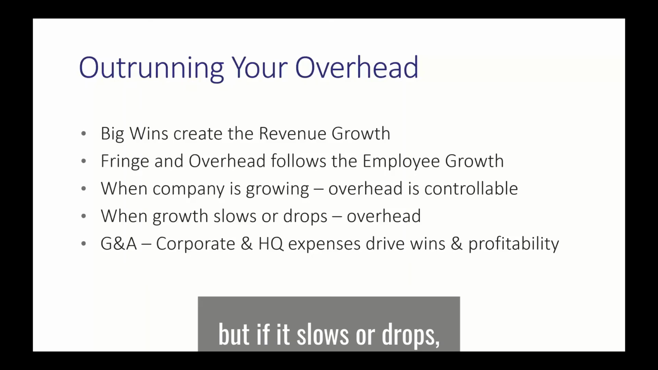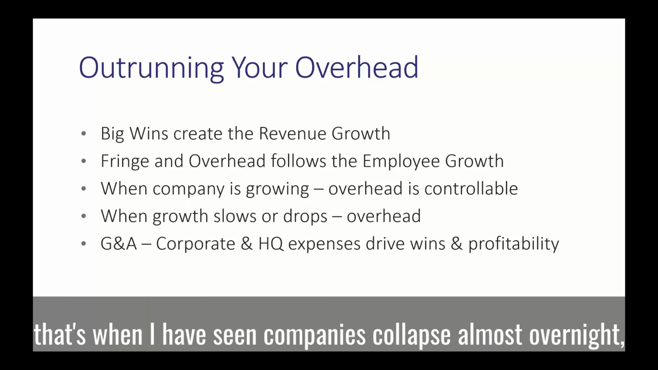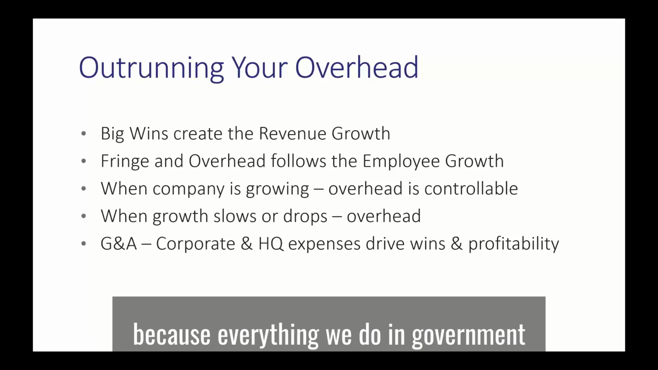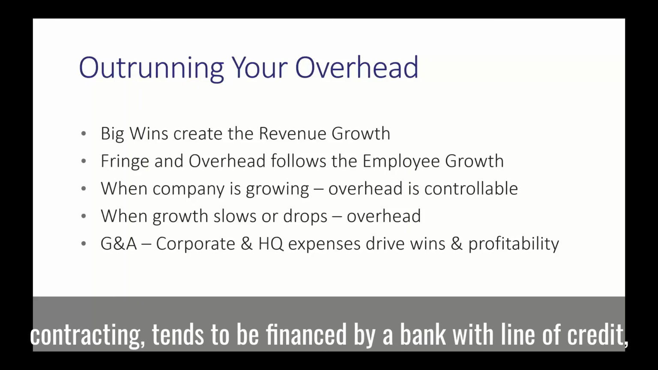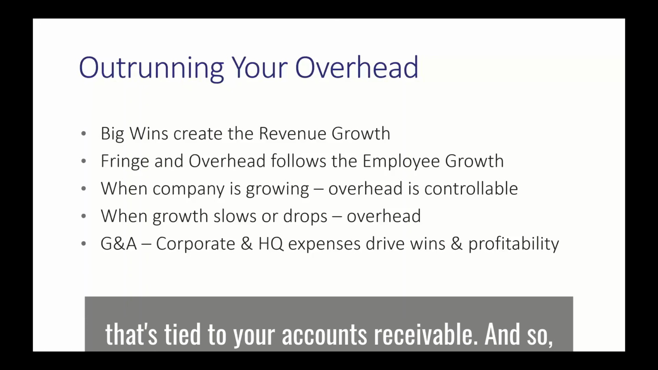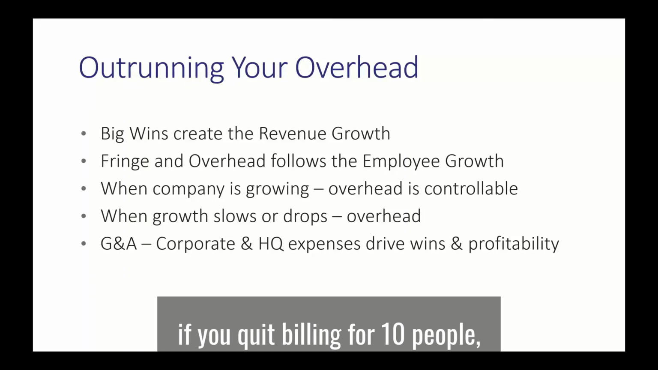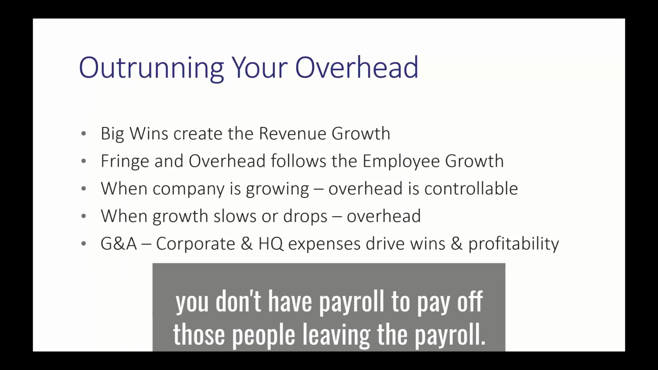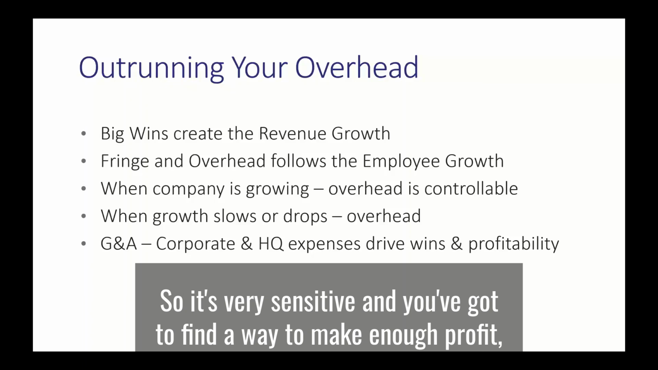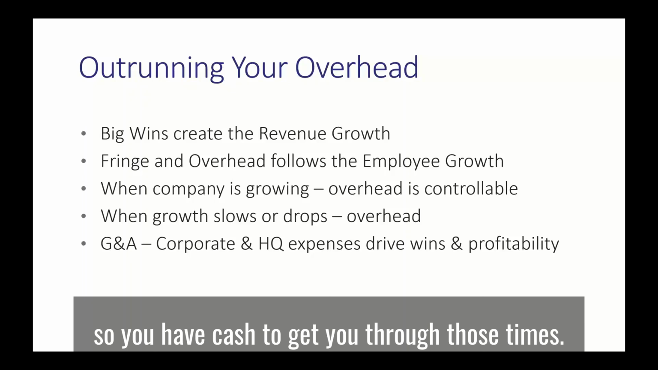But if it slows or drops, that's when I've seen companies collapse almost overnight, because everything we do in government contracting tends to be financed by a bank with a line of credit that's tied to your accounts receivable. And so if you quit billing for 10 people, you don't have payroll to pay off those people leaving the payroll. So it's very sensitive, and you've got to find a way to make enough profit so you have cash to get you through those times.